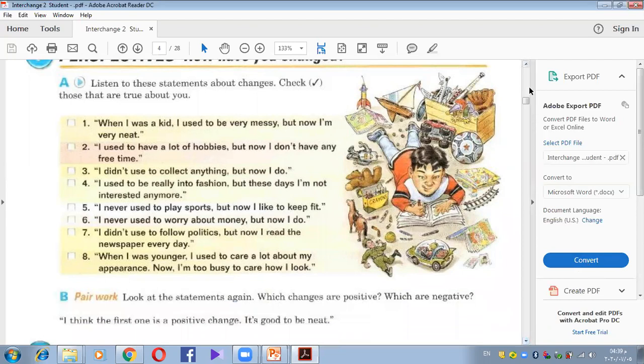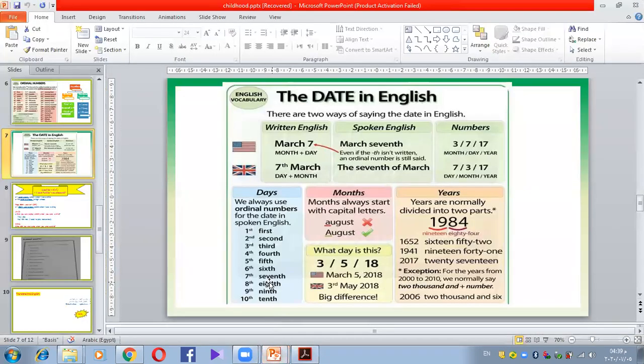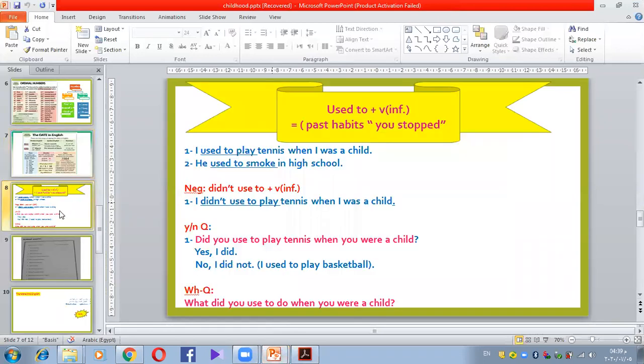In order to answer these questions, I'm gonna explain something first. Let's move back to this. Use to. Use to plus verb infinitive. After use to comes a verb, and this verb is in the infinitive form. What does use to mean? It means you are speaking about a habit in the past, but now you stopped. A habit in the past, but now you stopped, or vice versa.